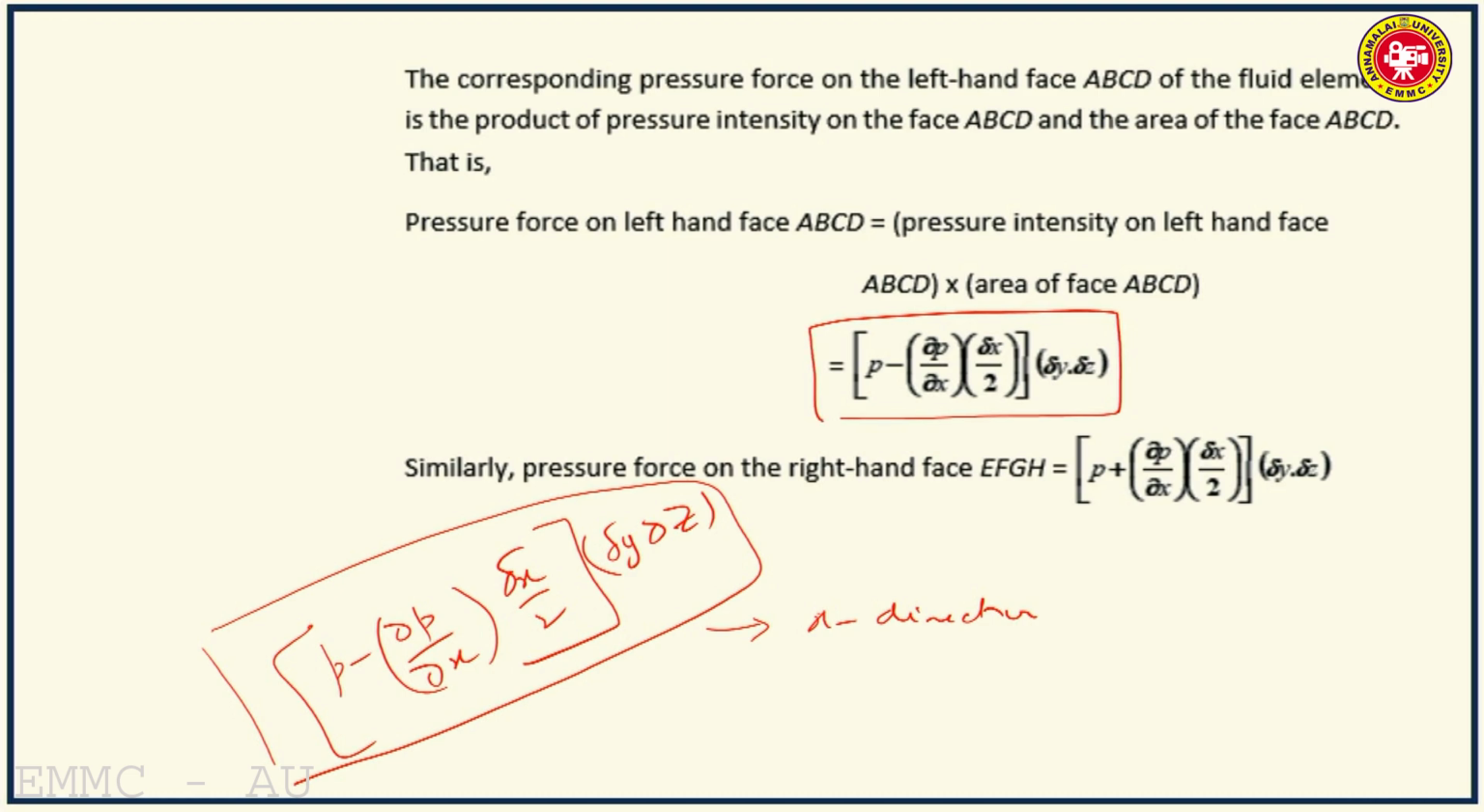Similarly, we can prove that the pressure force normal to the right hand face EFGH, acting along the negative X direction, has the intensity P plus dou P by dou x into delta x by 2, multiplied by the area delta Y delta Z. The right face EFGH has the same area delta Y delta Z. So this will give you the pressure force acting in the negative X direction. Now, what is the net pressure force in the X direction?